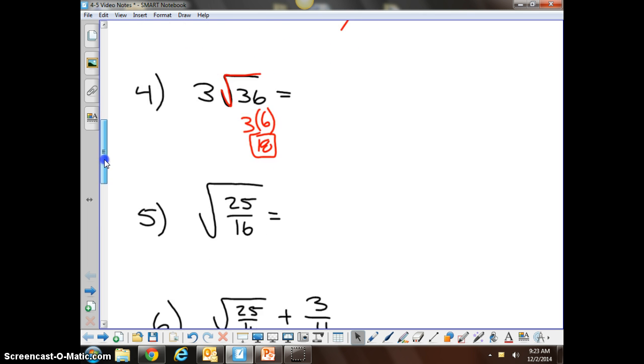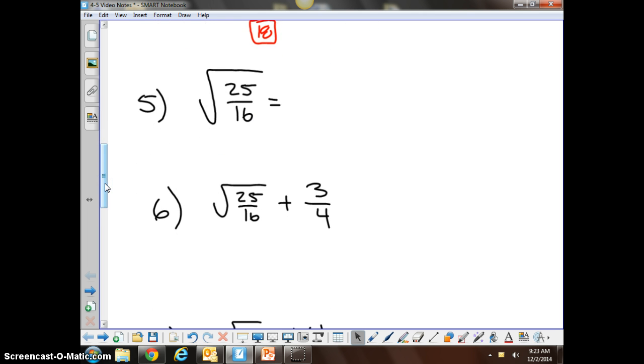Moving down to number 5. We have the square root of 25 over 16. In this case, we're looking at an improper fraction. The numerator and the denominator both have to be taken into consideration when doing this. So we're going to find the square root of 25 and also the square root of 16 because both of them are within the parentheses or the square root. So in this case, the square root of 25 is 5, the square root of 16 is 4. Your answer is going to be 5/4, or you could also say negative 5/4 if you were not looking for the principal square, but for both squares.